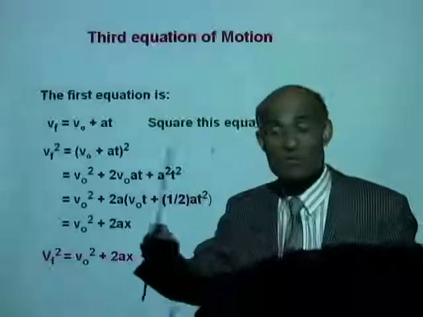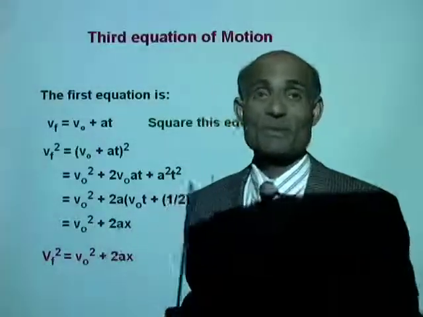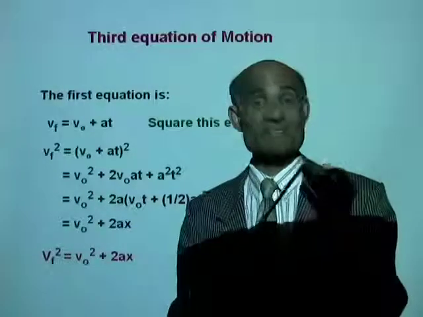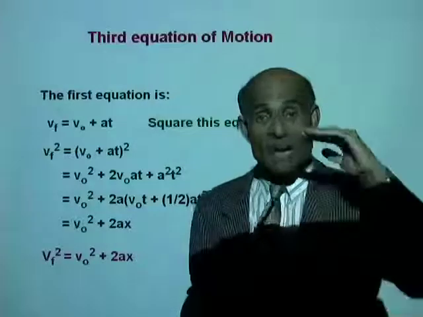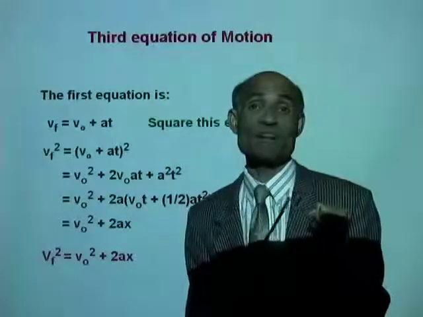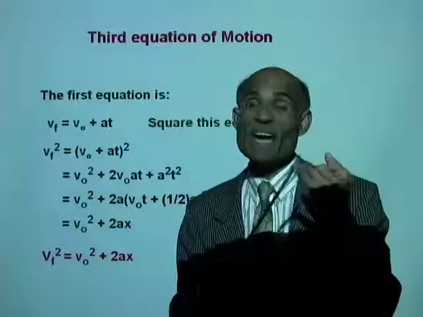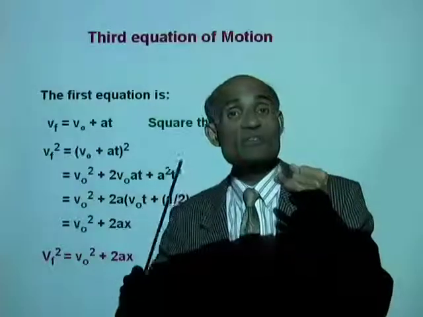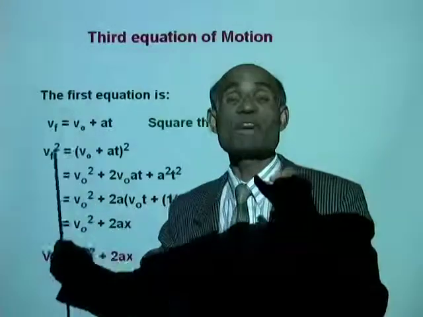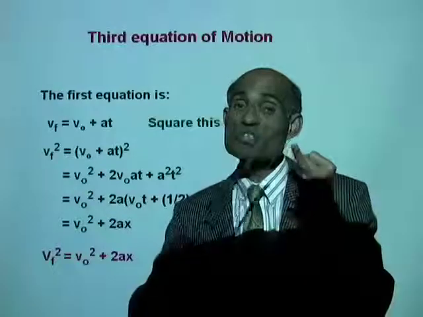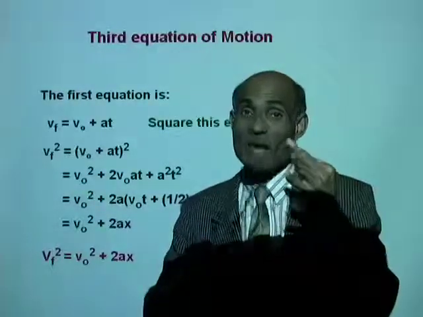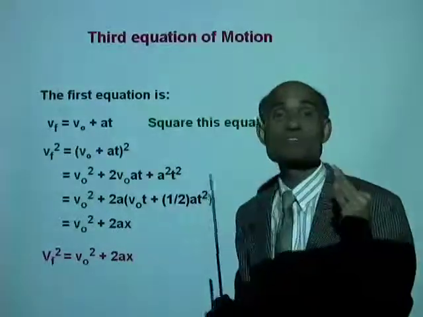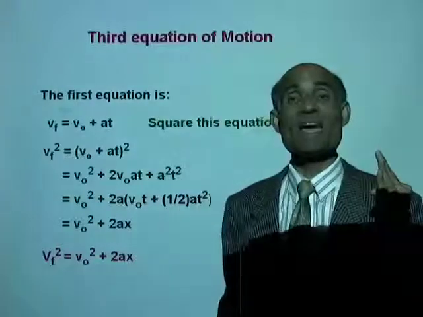I want you to write down these equations and learn them. The first equation is vf equal to v0 plus at. That doesn't contain the displacement x. The second equation, x equal to x0 plus v0t plus 1/2 at squared. That equation does not contain the final velocity. And the third equation is vf squared equal to v0 squared plus 2ax.